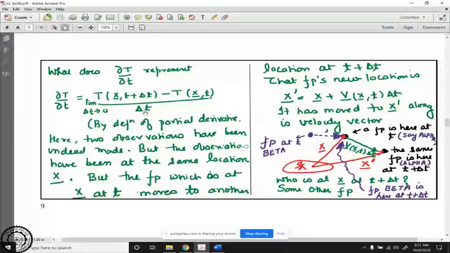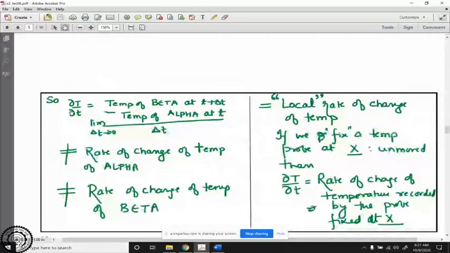I hope you follow this, which means that in the Eulerian description, if you just take a partial derivative with time, what you are doing is a funny quantity. I call it funny because see what is there. In the numerator, you have the temperature of beta particle at t plus delta t minus the temperature of alpha particle at t, divided by delta t, in the limit delta t going to 0. I hope you will agree with me that this is neither the rate of change of temperature of alpha, nor the rate of change of temperature of beta. It is the rate of change of no fluid particle per se.